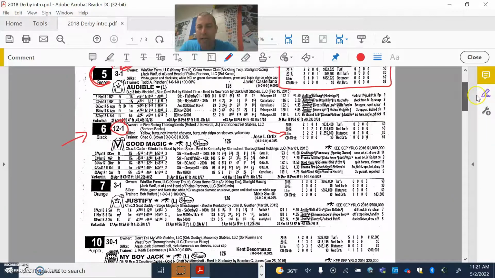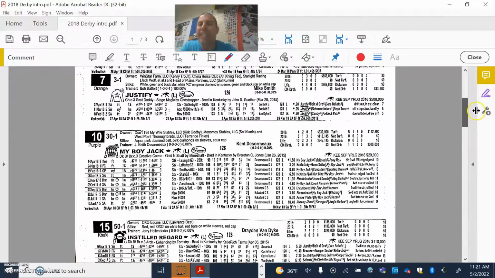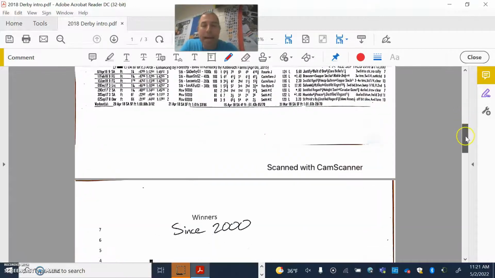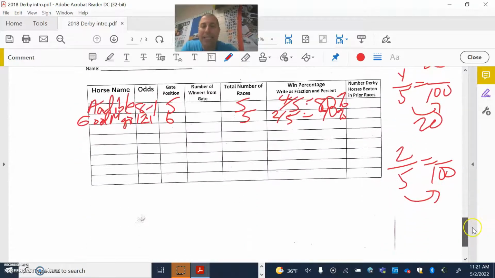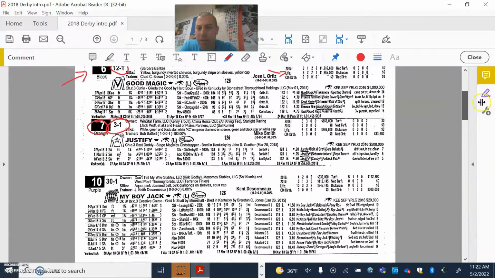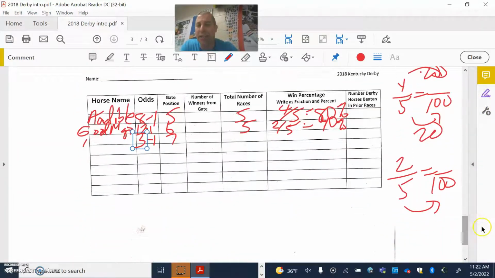All right. So the next one here is Justify. It's coming out of the 7 gate, and we can see the odds here are 3 to 1. So these are the best odds so far because again, 3 divided by 1, that's going to get us to a 3. That's our smallest number that's there. And this is Audible, Good Magic. Who are you? Justify. All right. So we'll get that written in there. Justify. All right.